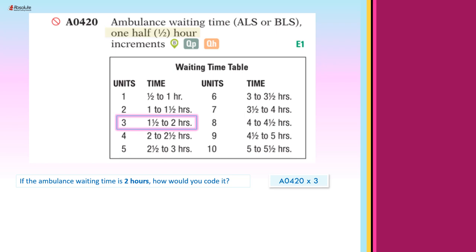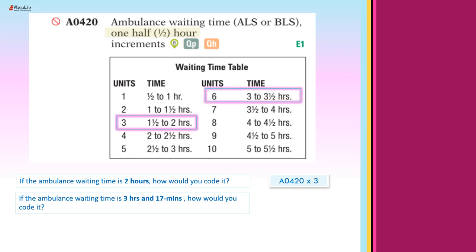So great job, coders. What about if the ambulance waiting time is 3 hours and 17 minutes? How would we code it? If you said 6 units, we will be needing 6 units. So A0420 times 6, so that would be 3 to 3.5 hours equals 6 units, then you would be correct.